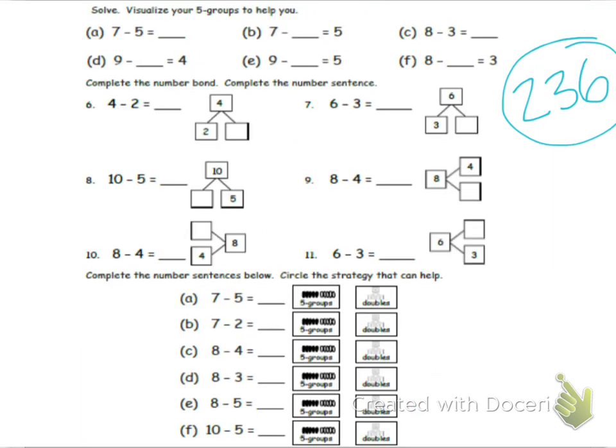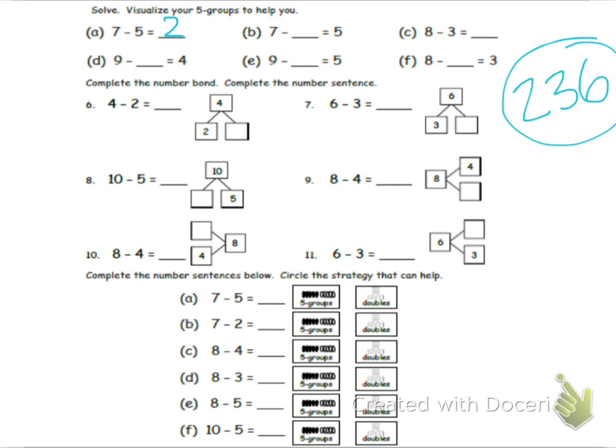Alright, turn the page. Let's look at this one. 7 minus 5 equals blank. Visualize your 5 groups to help you. So visualize that picture. So 7, cross out 5. How many is left? Ooh, 2.